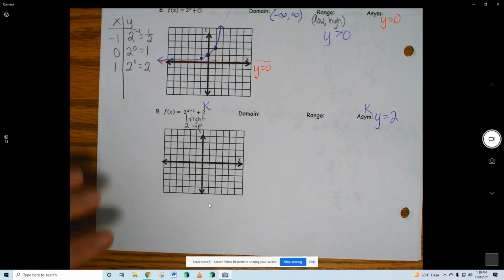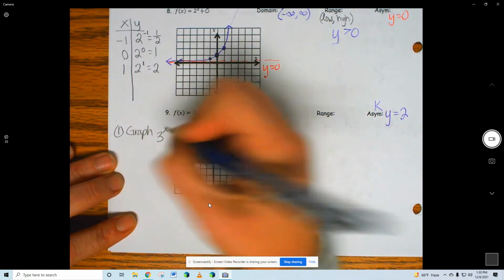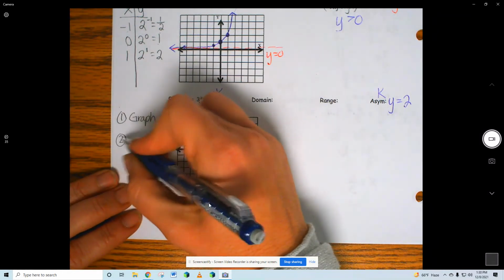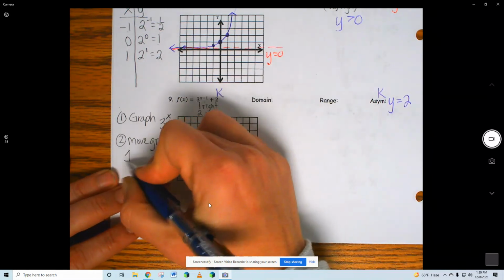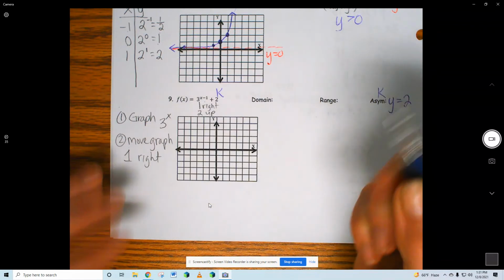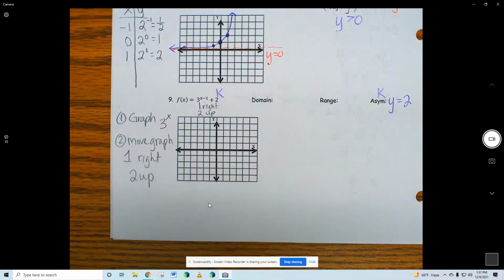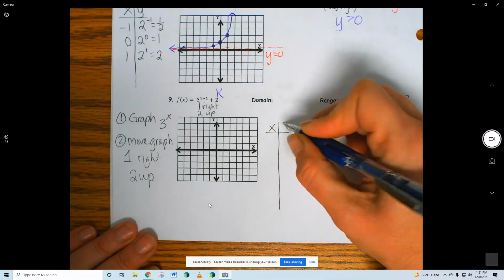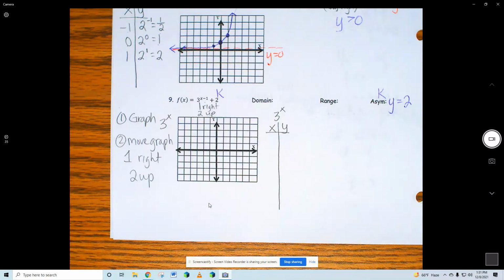Okay. First job. Graph 3 to the x. That's different than number 8. And then move the graph 1 to the right and 2 up. So first job, I don't know about 3 to the x. I haven't done that in a long time. 3 to the power of x. It's not the same as number 8.